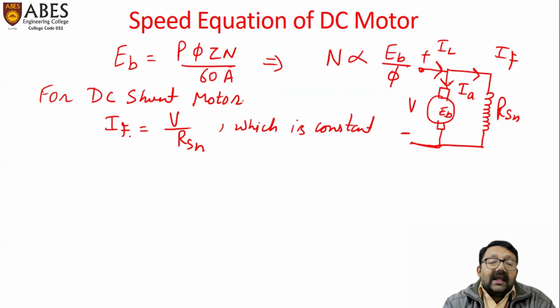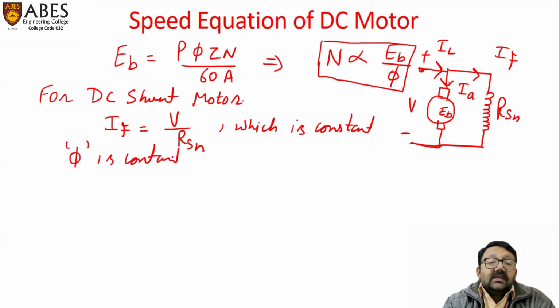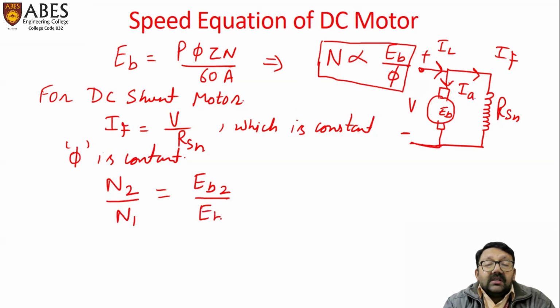So for shunt motor, as long as the value of field current is constant, we can say that the motor flux is not going to change. So in that scenario, phi is constant and the motor speed of DC shunt motor at two different conditions can be calculated by using this relation: N2 by N1 is proportional to the variation of the back EMF, EB2 upon EB1.